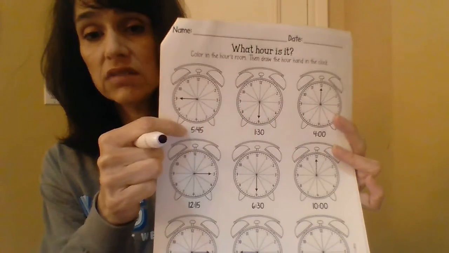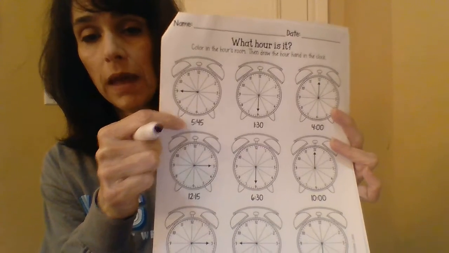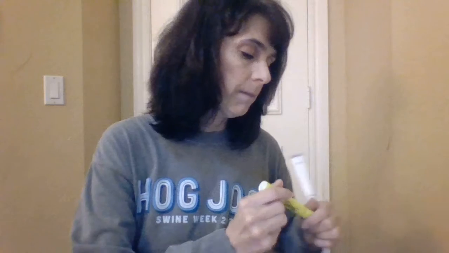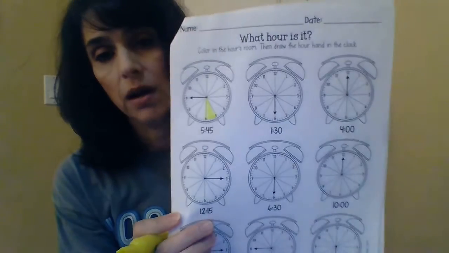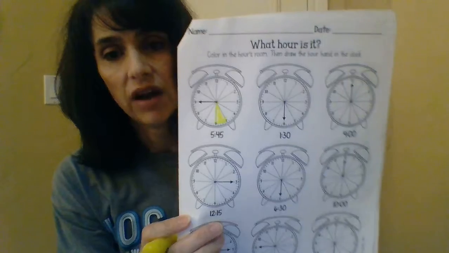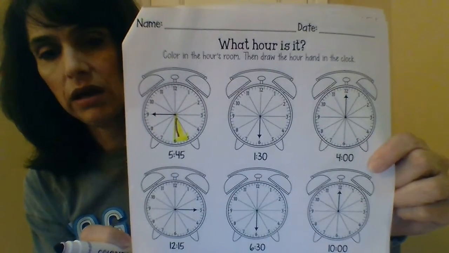So first, it says 5:45. Okay, I'm going to color in, highlight in my hour. So they say it's 5:45. So if it is 5:45, I've got to draw my hour hand in the 5 o'clock room, right? So it's getting close to 6 o'clock, but it's not there yet. So here would be my hour hand.